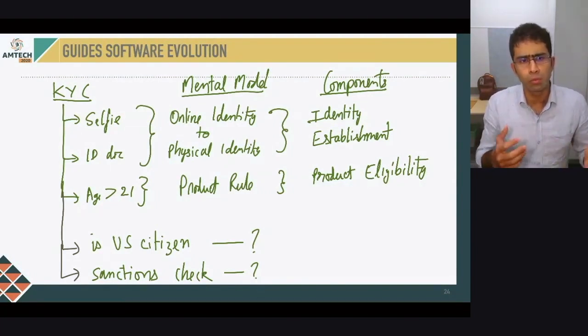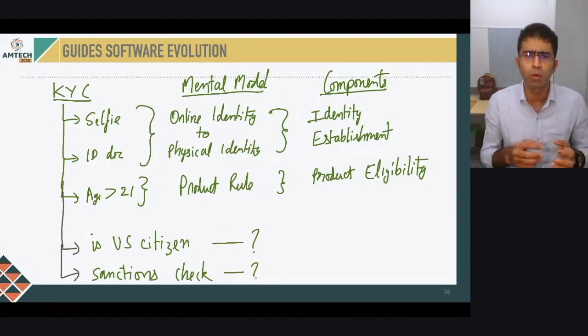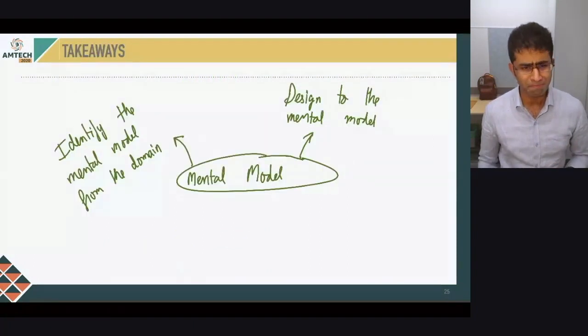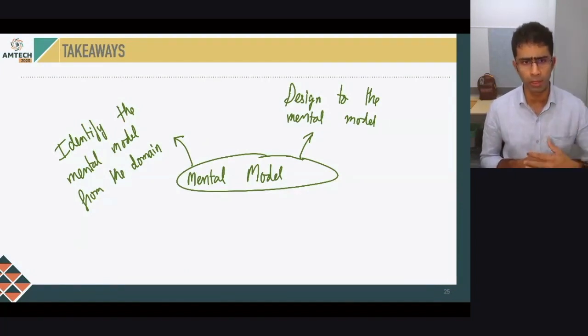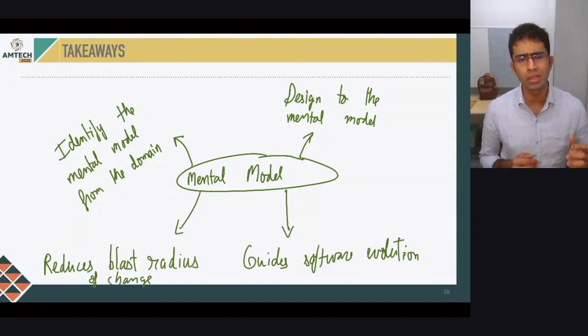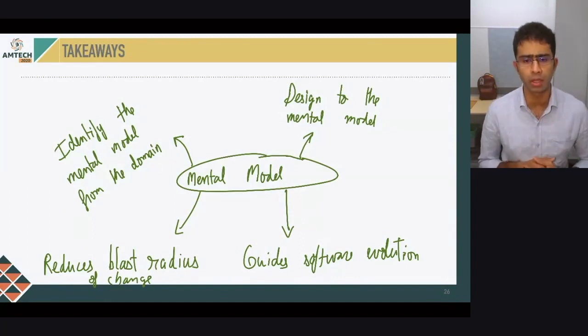So with that, let me go to the takeaways of mental model. The first takeaway is identify the mental model from the domain, and design to the mental model. This allows you to build thought leadership and verify, are we building the right thing? It reduces the blast radius of change. It guides software evolution. So when you have a design document, look for a mental model, and have an explicit section there talking about the mental model as you review or make your design.